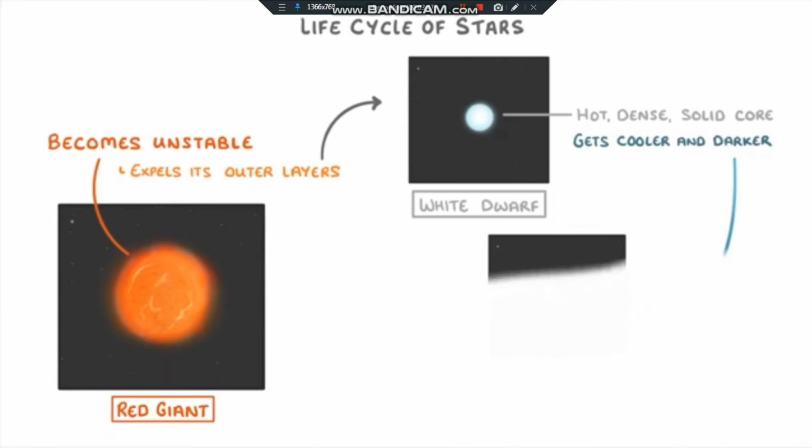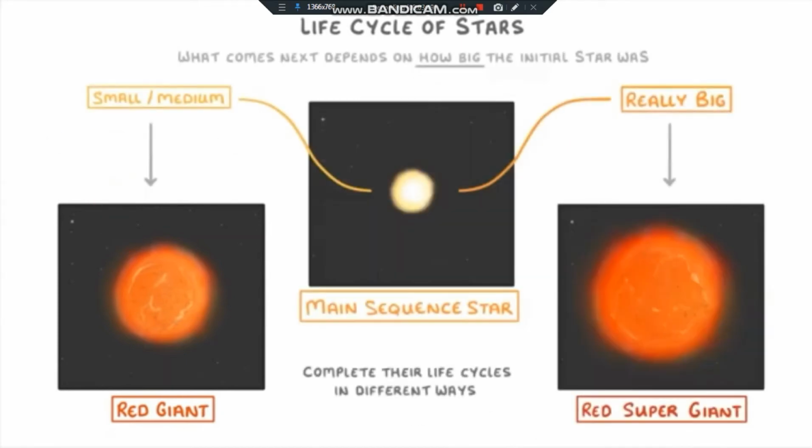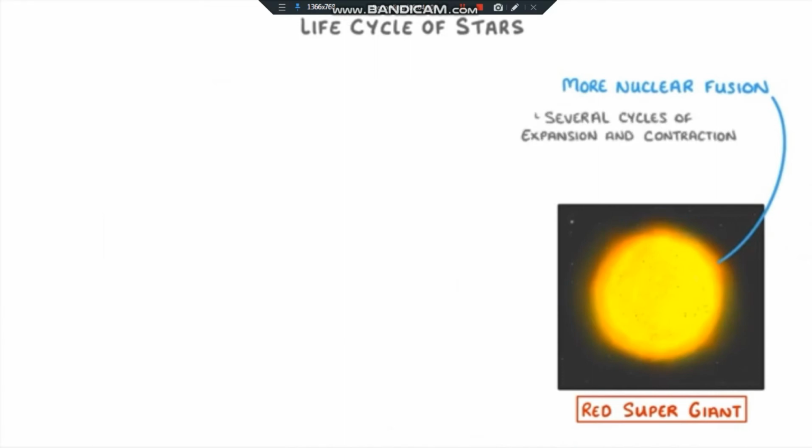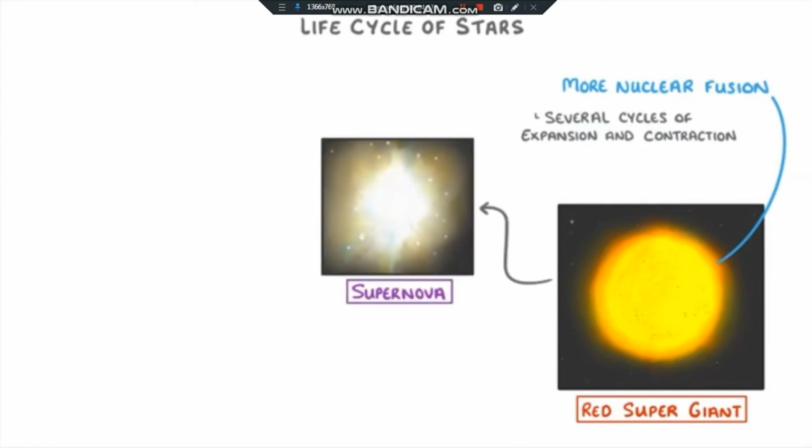Now, if we whiz back to the two options for our main sequence star, the other possibility for the really big stars was to turn into a red supergiant. So let's now look at these. Red supergiants actually start to shine brightly again as they undergo even more nuclear fusion. After passing through several cycles of expansion and contraction though, they eventually explode in something called a supernova, which forms elements even heavier than iron that get ejected all across the universe.